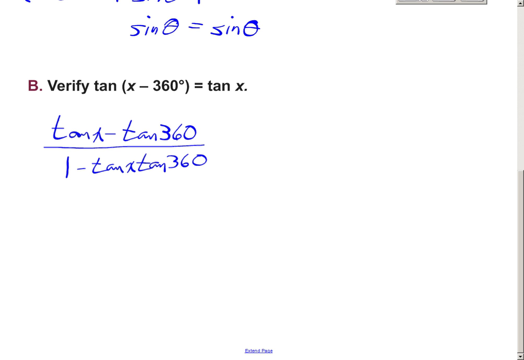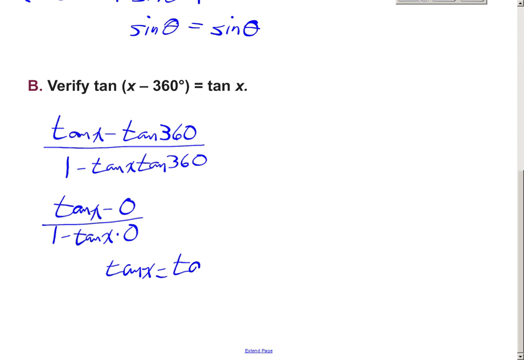So we want to look at this and think, well, what is tangent of 360? Well, that would be the same as the tangent of 0. So the tangent of 0 is 0. That leaves us with tangent x minus 0 over 1 minus tangent of x times 0, which is just then the tangent of x over 1, or tangent of x. And there we have a verification that the tangent of x minus 360 is equal to the tangent of x.